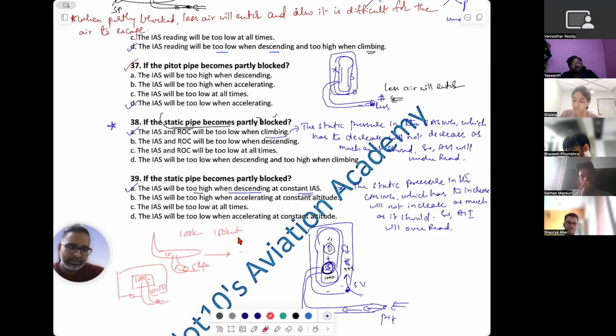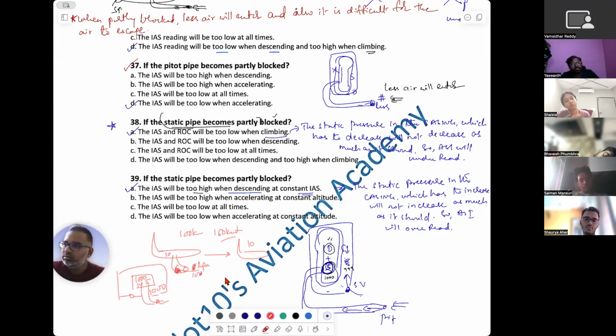When you are accelerating at the same level, will this 1000 change? It will not change. Suppose there is no block. So at 150 knots, let's say 10 hectopascal should be the difference. And it will expand by extra 5. And then it will read 150, correct? But now, because of the partial blockage, instead of 10, how much will enter? 5 to 10 will it be? No, right? Full dynamic pressure cannot enter. Less molecules will enter. Maybe 7 or 6.